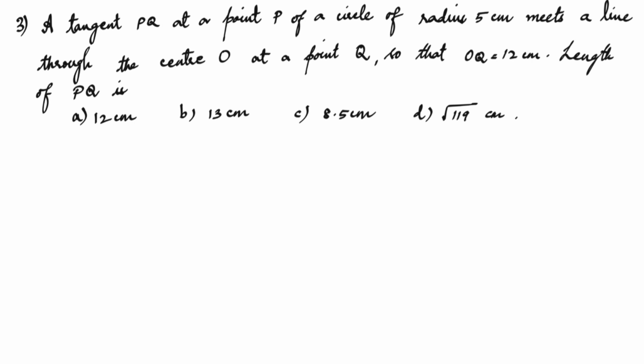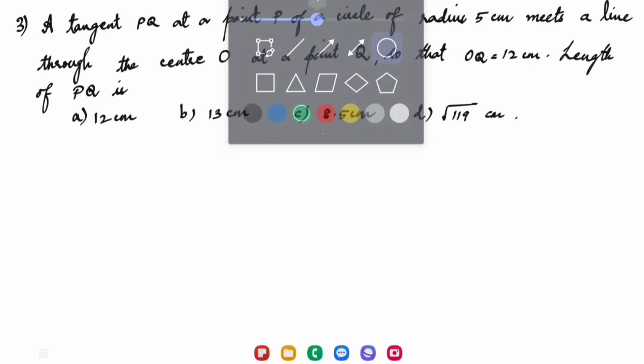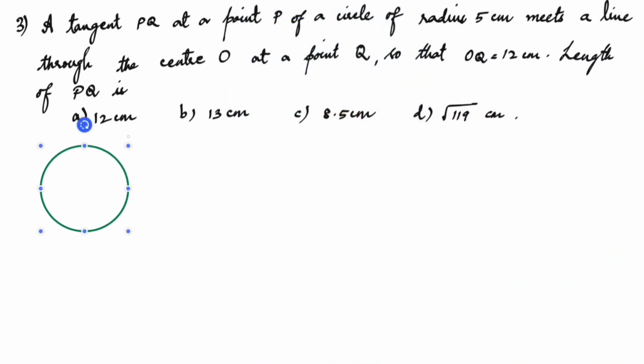Let us draw the diagram first. Let us draw a circle. Center is O and radius is 5 cm. This is P. They have said that a tangent PQ and the line joining O and Q makes 12 cm. We have to find the length of PQ.